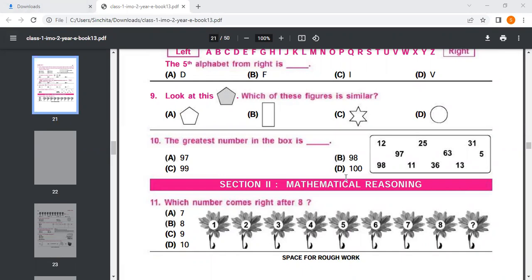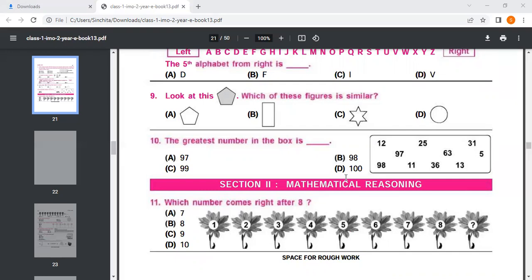Okay, ma'am. Look at this picture. Which of these figures is similar? In the circle, there is not this size of shape. In the star, there is also not this shape. In the rectangle, there is also not this shape. In number A, there is the same shape as the picture. So the number A is the answer.